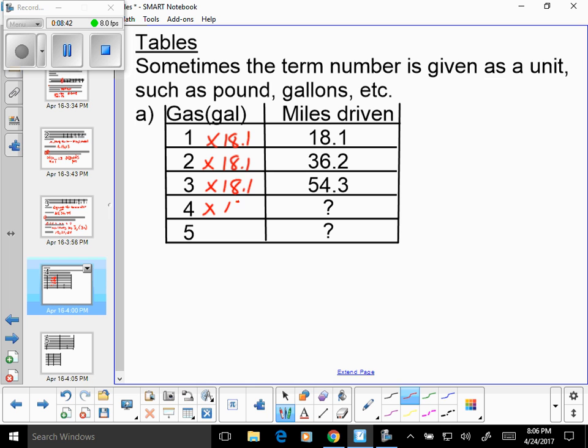Now notice, they are not asking me for the rule. They are asking me only for the values that they haven't given me. Well, 4 times 1 is 4. 4 times 8 is 32, carry the 3. Whoops, carry the 3. 4 times 1, so I get 72.4. 5 times 18.1 is going to be 90.5. Now see how they're moving you so that you can start doing this mental math.